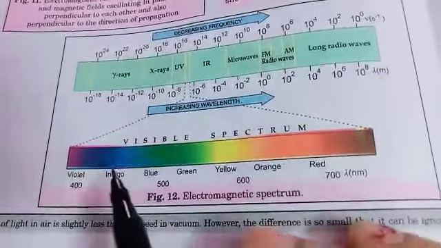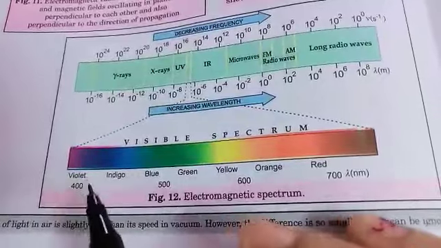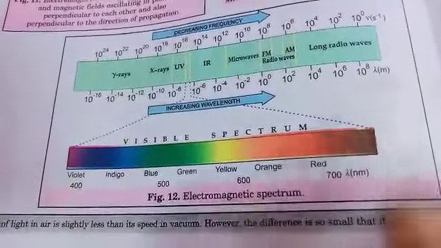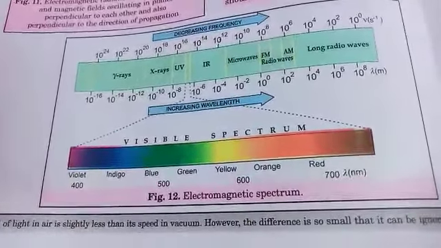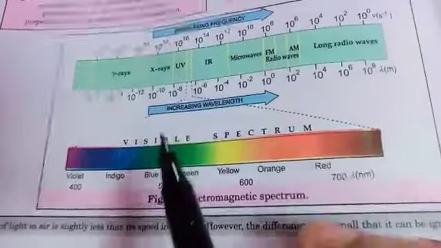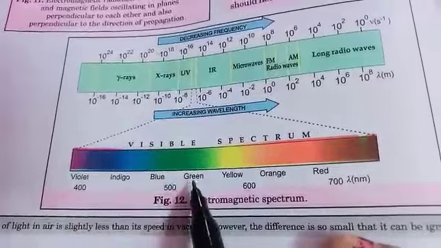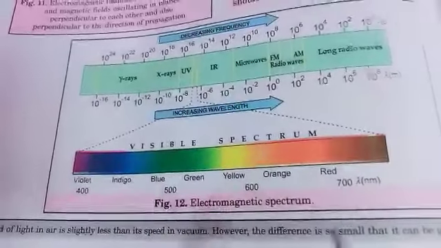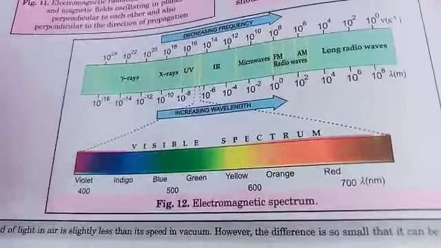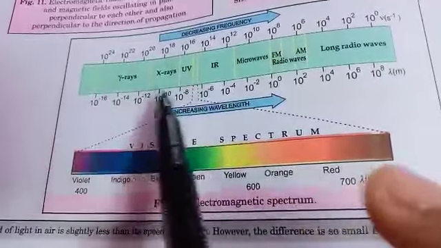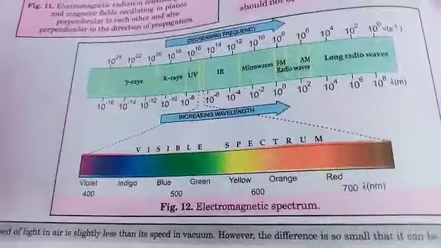So this is around 400 to 700 or 750, and up to 800 some portion is also visible. This is VIBGYOR: violet, indigo, blue, green, yellow, orange and red. So this is your electromagnetic spectrum, a simple arrangement. Okay, thank you.